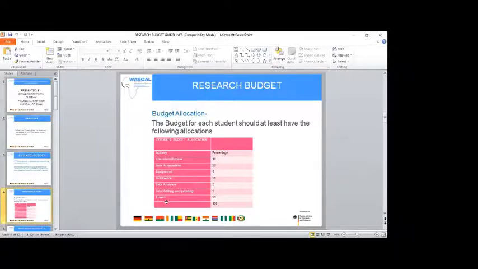Budget allocation. As you are all aware, your total research grant for fieldwork is 8,000 euros. And this table shows how the fund is to be allocated. For your literature review, 10%. Data acquisition, 20%. Equipment, 5%. Field work, 20%. Data analysis, 5%. Final editing and printing, 5%. And travels, because many of you will have to travel to your research site location.